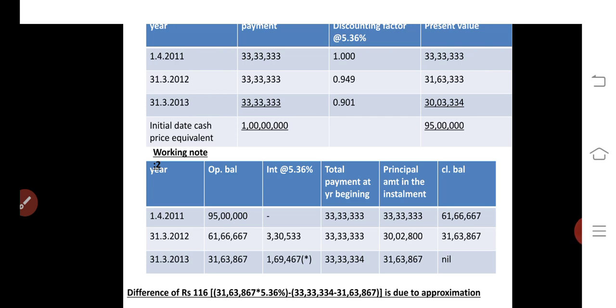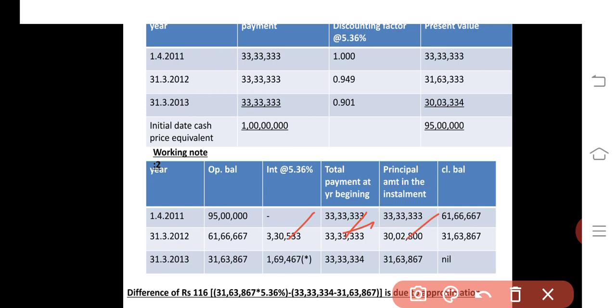3,30,533. The actual payment at the beginning is the second installment of rupees 33,33,333, right? Now you deduct the interest amount from the installment amount, so you will get 30,02,800 rupees, right? So in the second installment we need to pay 30,02,800 rupees.